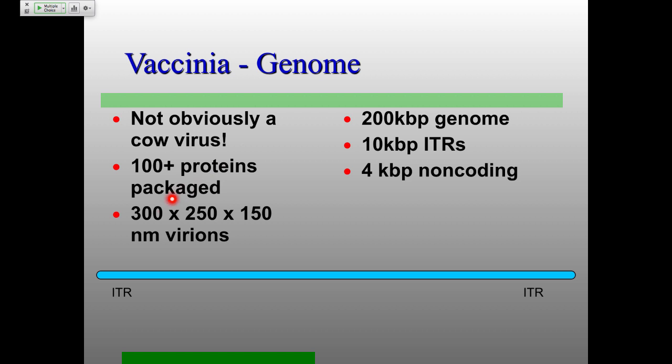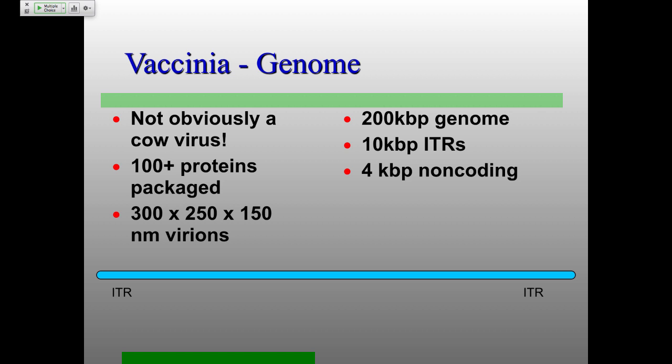These virions are big, 300 by 250 by 150 approximately, and the genome is the largest one that we've looked at so far, 200,000 base pairs. The genome looks a little bit like this. I drew up this cartoon myself. Here's our linear, quote-unquote, genome, but with these covalently closed ends. Inverted terminal repeats. That should sound familiar based on what virus we just talked about a couple lectures ago.